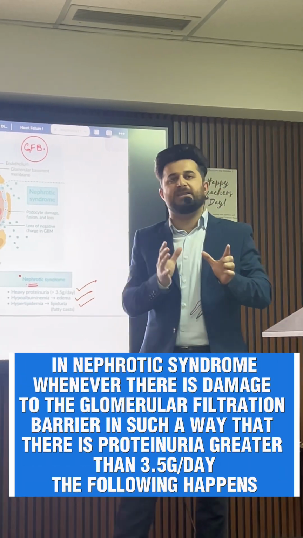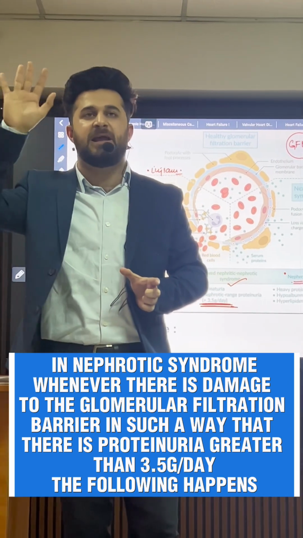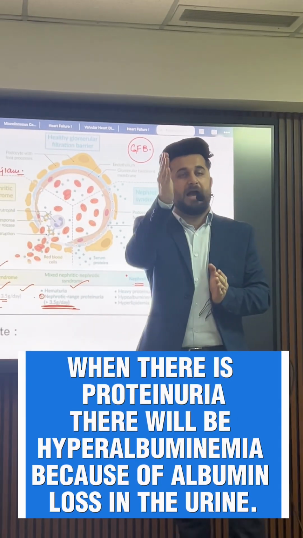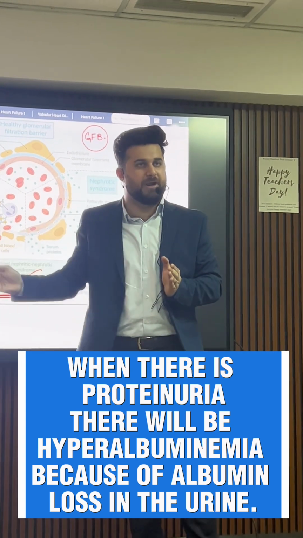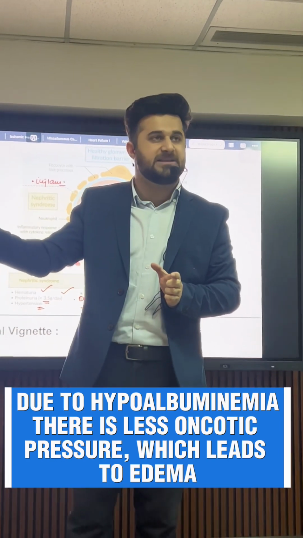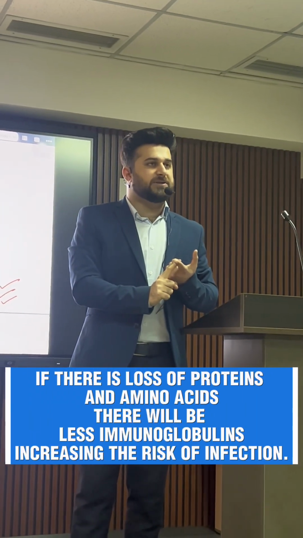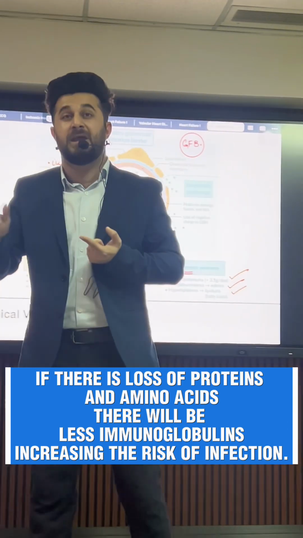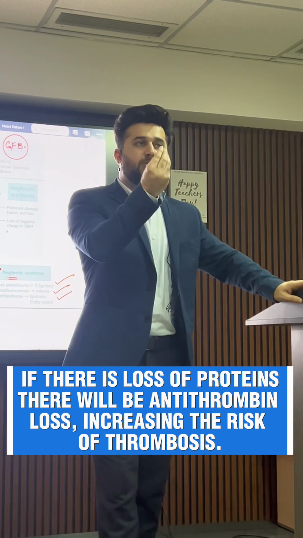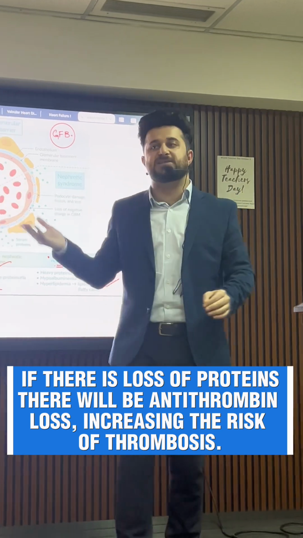Nephrotic syndrome is whenever there is damage to the glomerular filtration barrier in such a way that there is proteinuria greater than 3.5 gram per day. When there is proteinuria, there will be hypoalbuminemia because albumin is lost in the urine. Due to hypoalbuminemia, there is less oncotic pressure. There is edema, generalized edema, particularly periorbital edema. If there is loss of protein and amino acids, there will be less immunoglobulin, increased risk of infection. If there is loss of protein, antithrombin is lost, and antithrombin plays a vital role in natural anticoagulability. So we will have increased risk of formation of thrombosis.